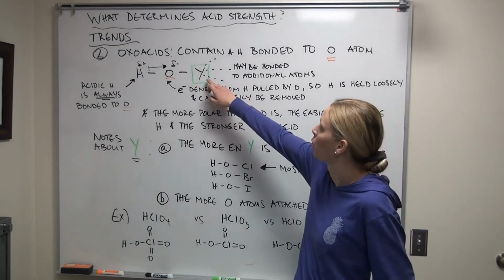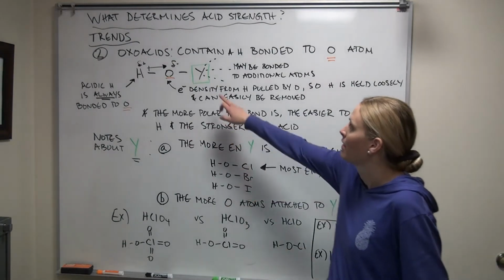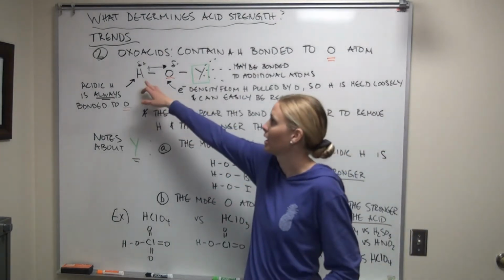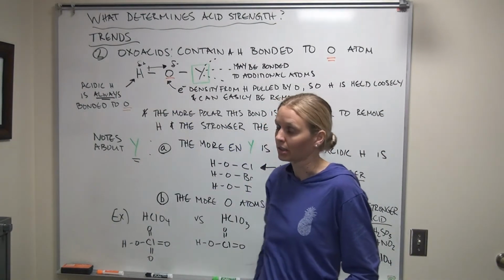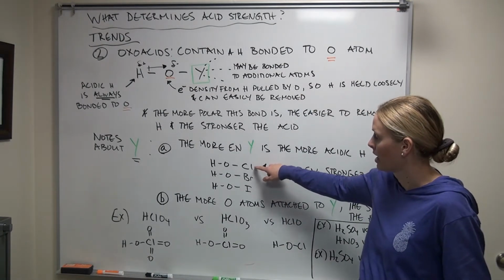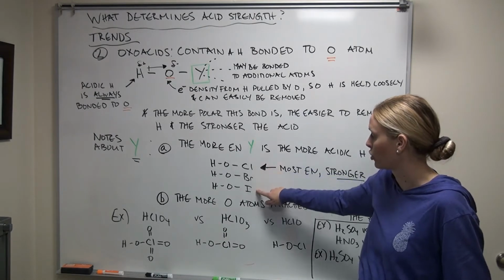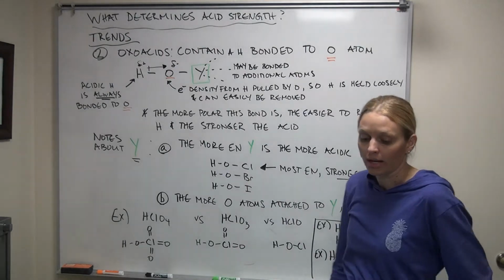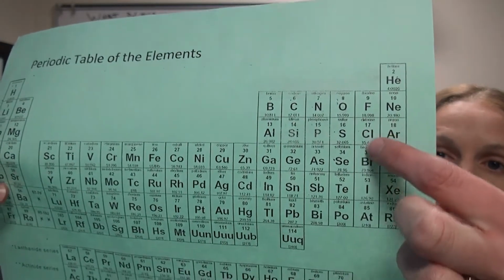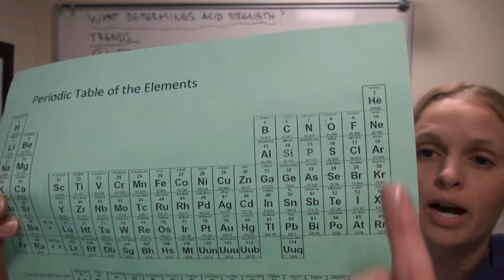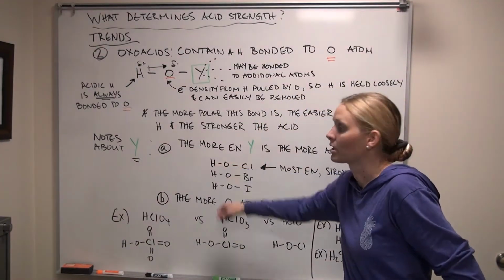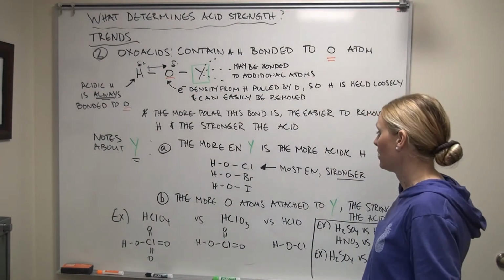Okay, a couple of different notes about Y. The more electronegative that Y is compared to the oxygen, the more acidic the hydrogen will be, meaning the more easily it can be removed. So here, if we take an example of HOCl, HOBr, and HOI on the periodic table, chlorine is the most electronegative here. Electronegativity increases going over and up on the periodic table, so chlorine is more electronegative. Therefore, this hydrogen is going to be the most acidic and be able to dissociate the easiest.